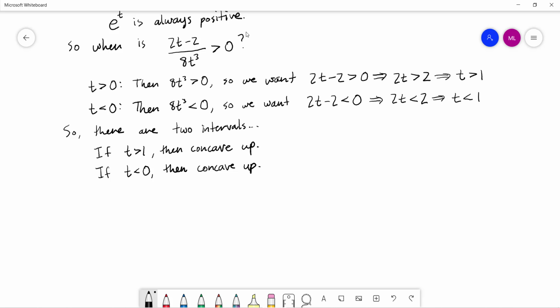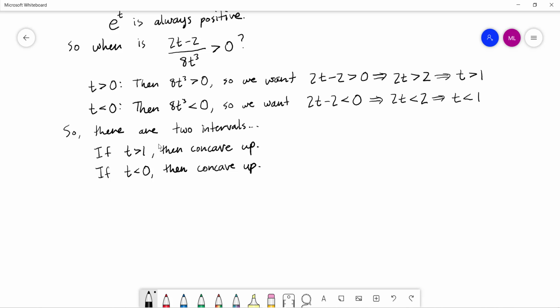In the top case, it's concave up because our second derivative is a positive over a positive, which is positive. And in the second case, our second derivative is a negative over a negative, which is also a positive number and means it's concave up. So we have these two different intervals.